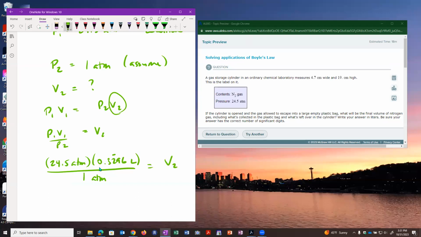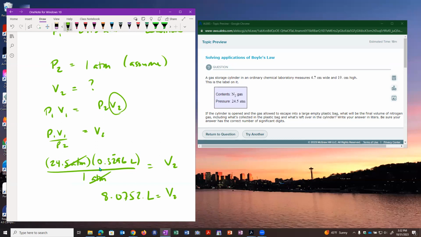We can stick that in our calculator. Let's see, we have 24.5 times 0.326, and that's divided by 1. Okay, so that is giving me 8.0752 liters, could be my unit because the atmospheres cancel away, is my V2.